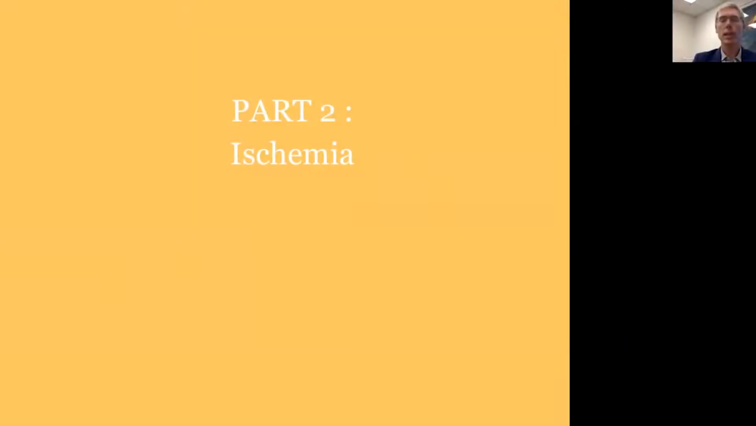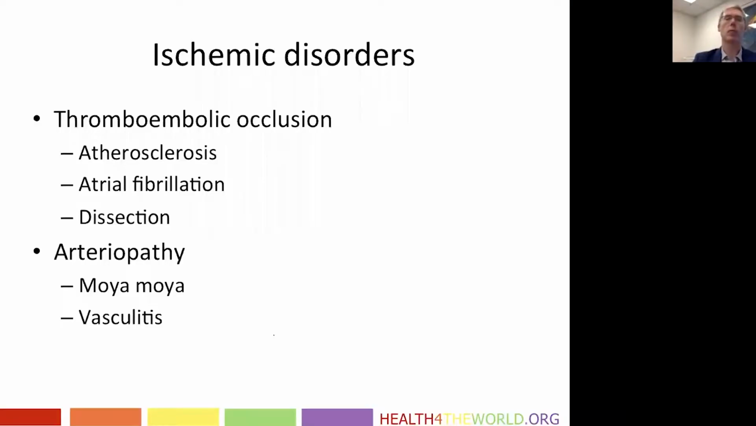Let's move on now to ischemia. So ischemic disorders now make up the bulk of stroke, whereas we just talked about hemorrhagic disorders, which make up about 15% of stroke presentations. Ischemic make up the rest.